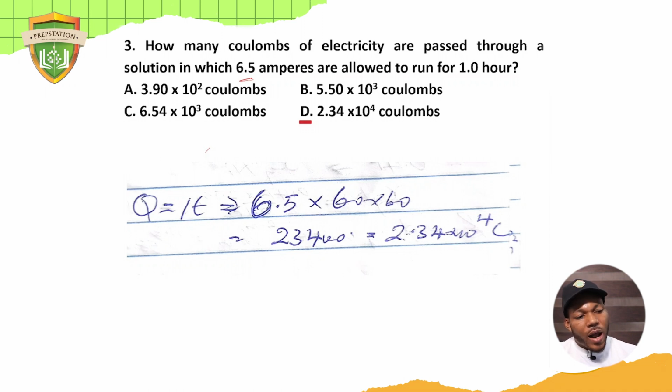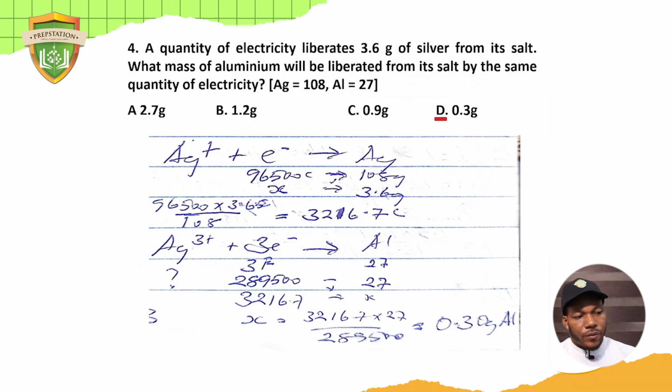So when you do that, you now have 6.5 times 60 times 60. Whatever you have is your answer, because you're looking for only the quantity. So it's a straightforward question. If you do that, your answer will be option D, as you can see on the screen, 2.34 times 10 to the power 4 coulombs. All right, let's proceed. Question 4.